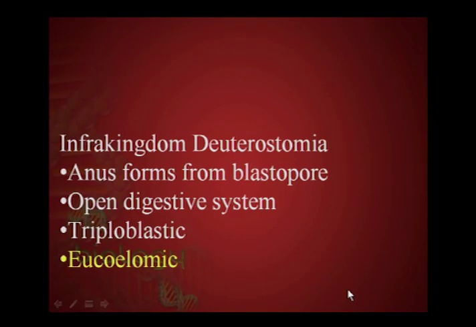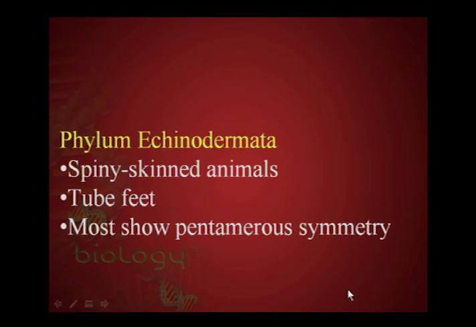Okay, again, they are triploblastic, like all the animals that we've been talking about in the protostomia and so on, and also are eucoelomic, like most of the protostomates. Now, within the protostomia then, there are a number of phyla we need to discuss, and one of these are the echinoderms, the echinodermata. And the echinodermata, common name, are the spiny-skinned animals. And so this includes things like starfish and sea urchins, among others.